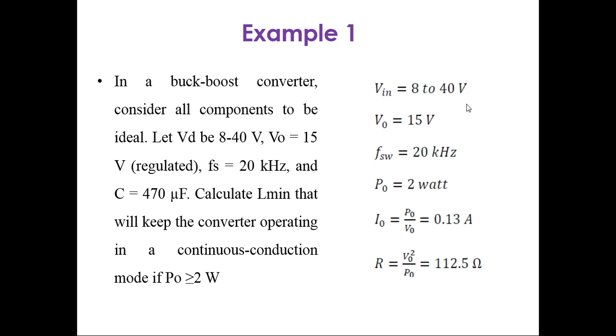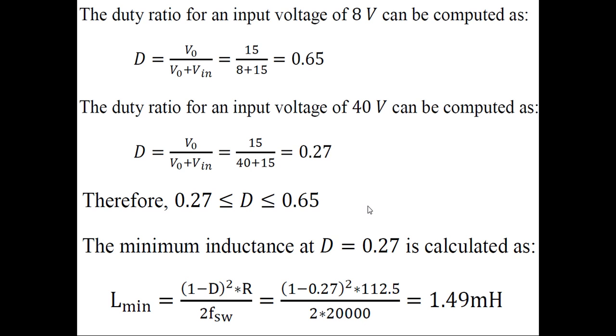Our input voltage range is given, output voltage is given, switching frequency is given, and P0, the highest expected power, is 2 watt. Then we can find the current as the ratio P0 upon V0, which is 0.13, and R equals V0 squared upon P0. Here we take V0 as 15. Keep this in mind.